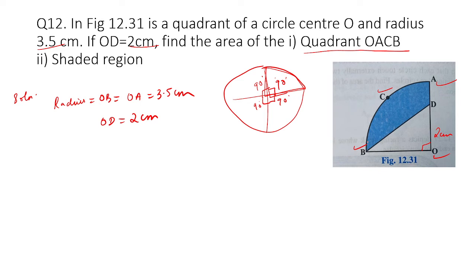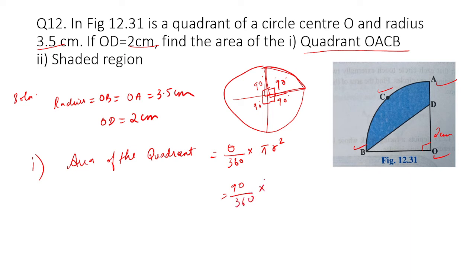Okay, so this actually is a sector itself. So the first thing is you find the area of the quadrant. It's nothing but a sector again. So it's the sector formula, theta by 360 into pi r square. So theta is going to be 90 by 360. Nothing is given about pi, so replace that with 22 by 7.